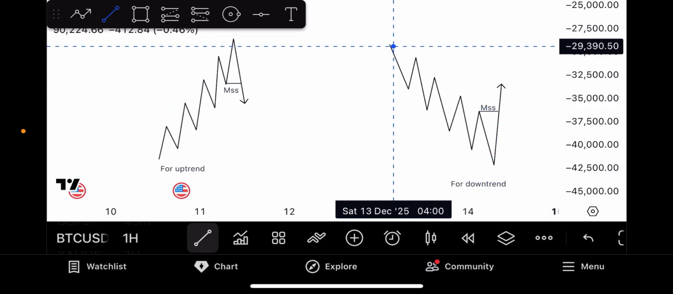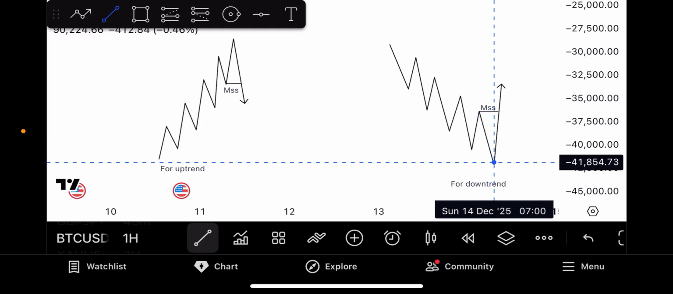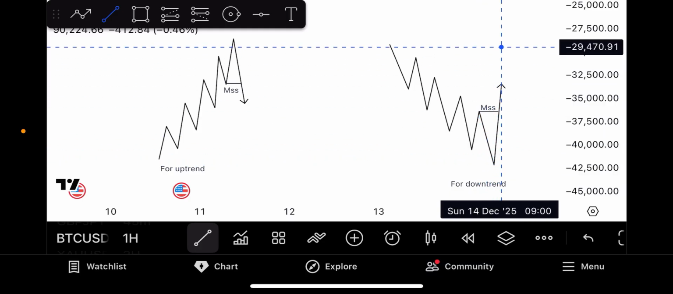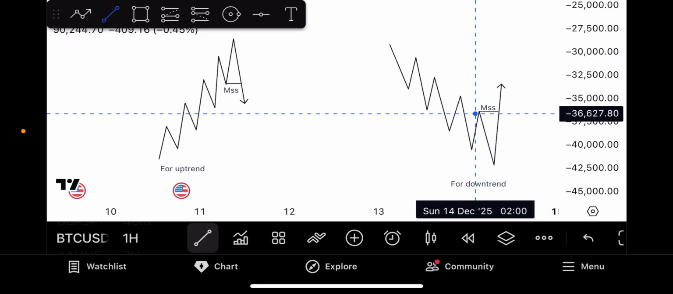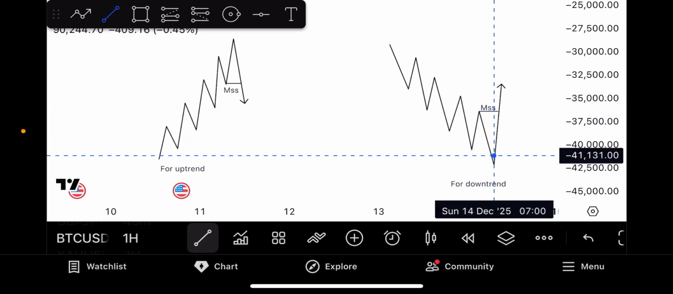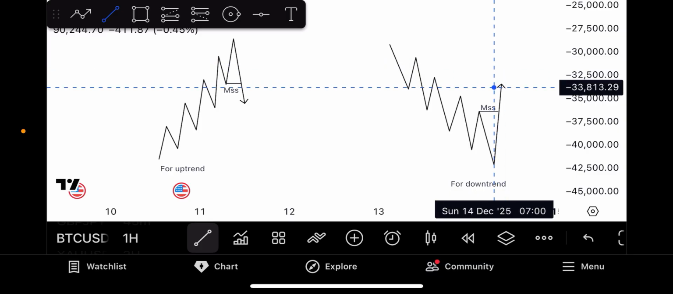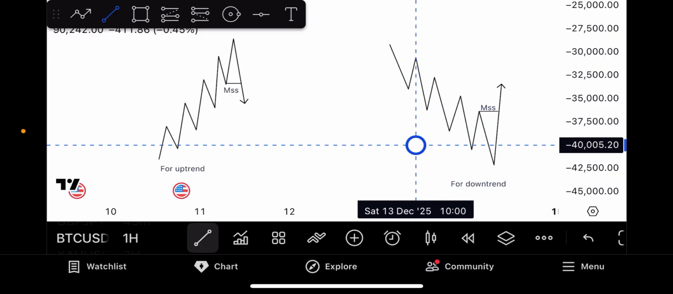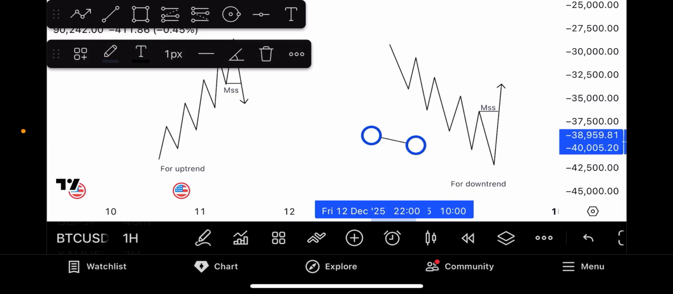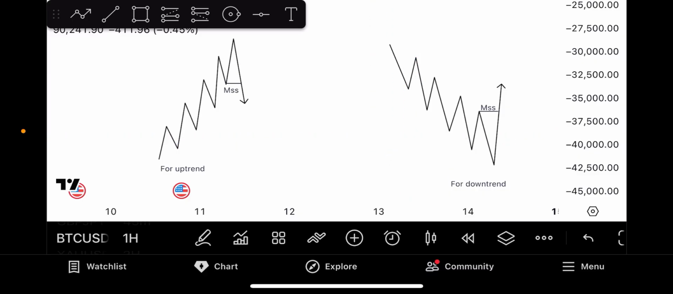Now, this is no longer a downtrend. It's now what? An uptrend, because the market has already made an MSS at this level. So we should be more focused now on buys, not sells anymore for a downtrend. This is all you need to know about market structure shift.